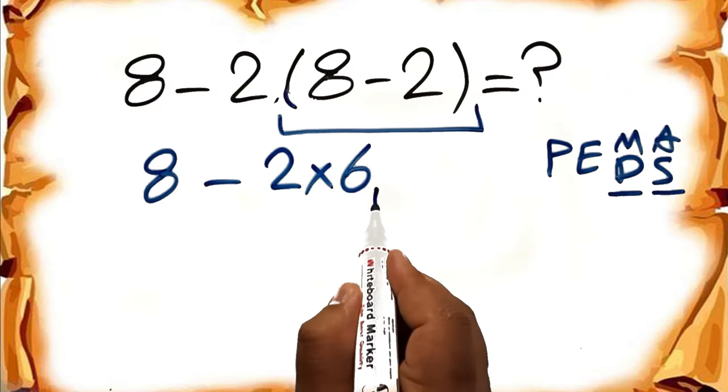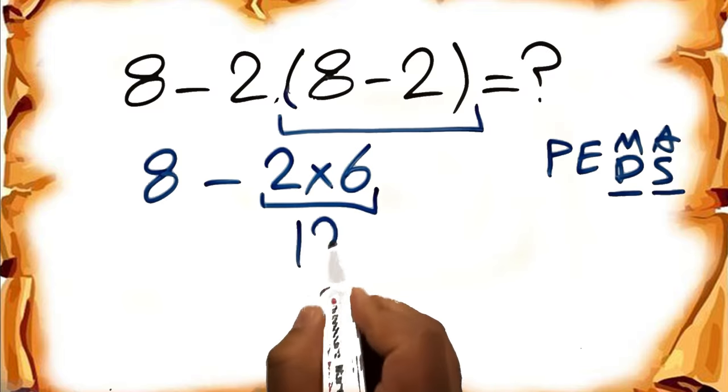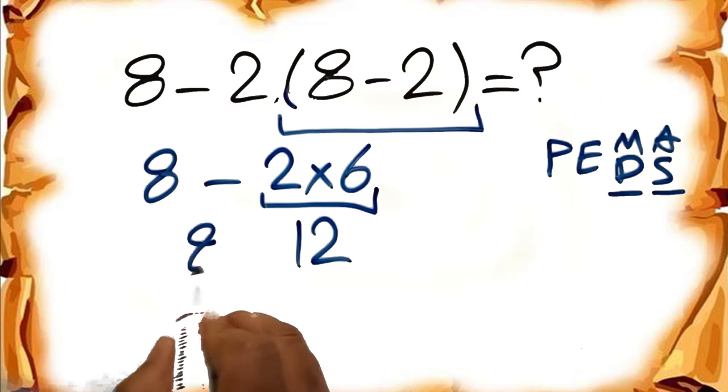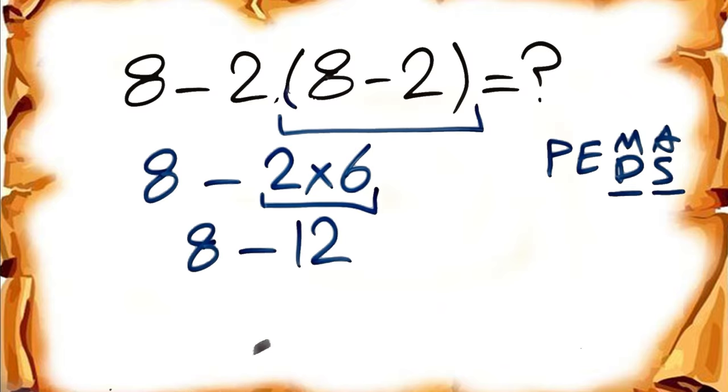2 times 6 is 12. So we have 8 minus 12, which equals negative 4. That means our final answer to this problem is just negative 4.